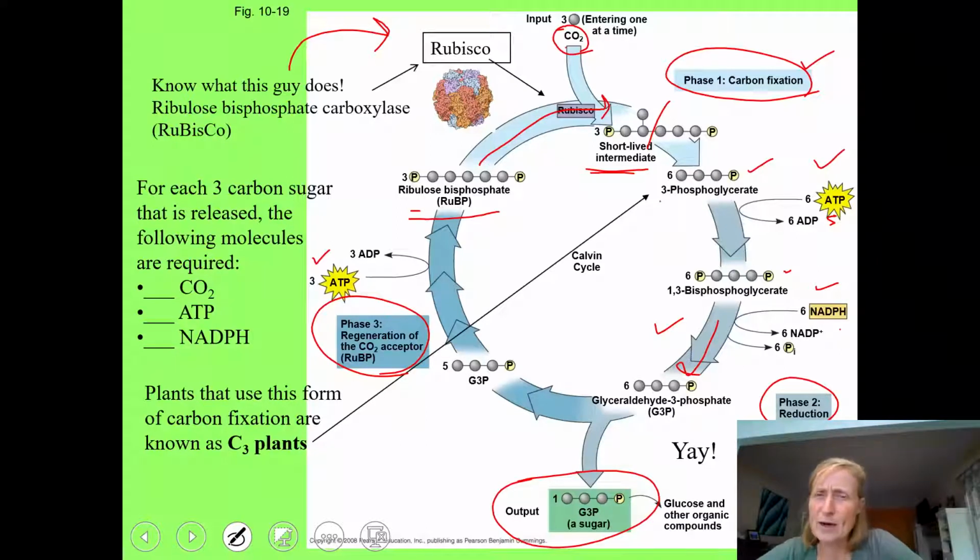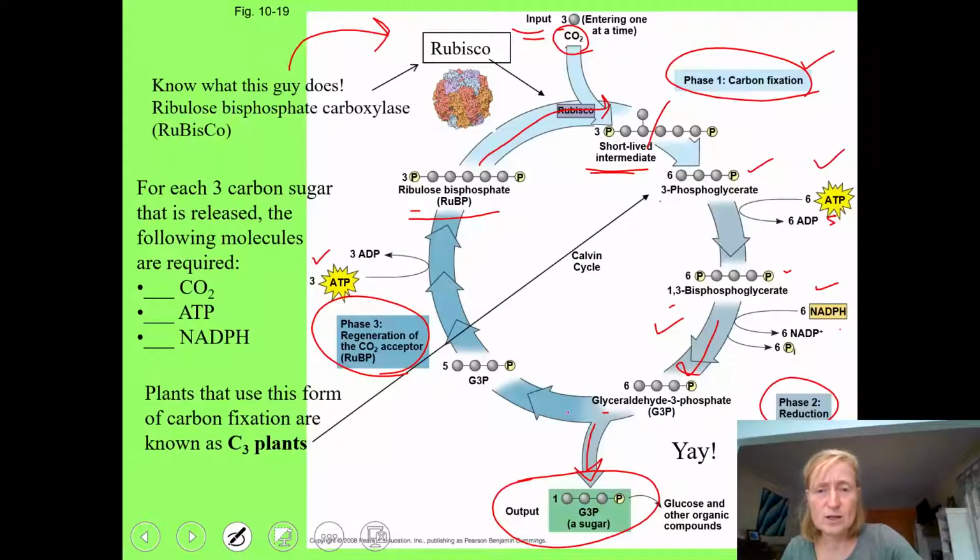We have been following how 3 carbon dioxides enter this cycle up at the top here, and we make 6 3-phosphoglycerates. We make 6 1,3-bisphosphoglycerates. We make 6 glyceraldehyde 3-phosphates. Only one of those glyceraldehyde 3-phosphates pops out as a product, a sugar. We made a 3-carbon sugar, 1. What happens to the other 5 glyceraldehyde 3-phosphates? Where do they go?